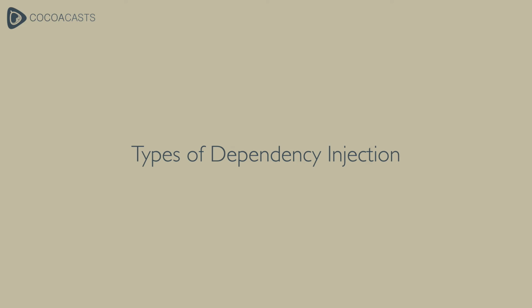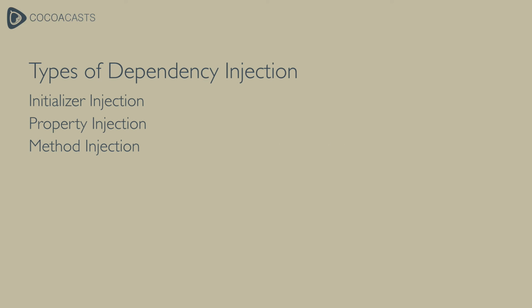Most developers consider three forms or types of dependency injection: initializer injection, property injection, and method injection. These types shouldn't be considered equal, though. Let me list the pros and cons of each type.